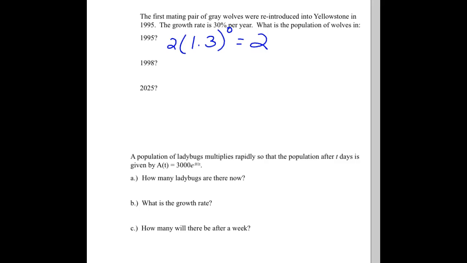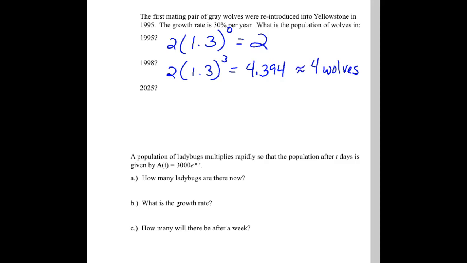Now, 1998 is how many years later? All right, so we're going to let this grow for 3 years. What do we end up with? Should be 0. And this should be 3. What do we get? 4.394. Now, does it make sense to say there's 4.394 wolves? No. So we would say there's about 4 wolves in 1998.